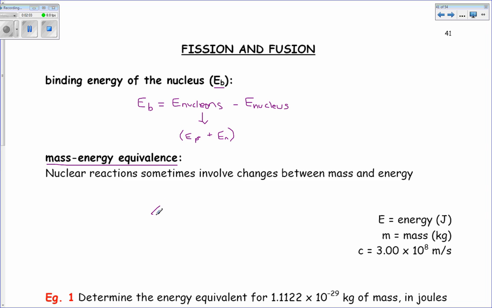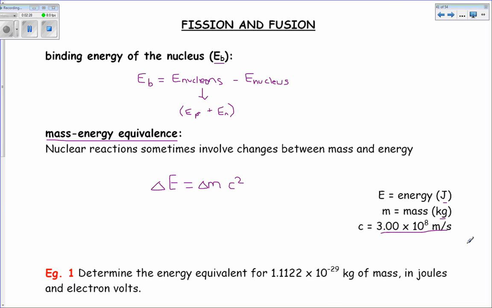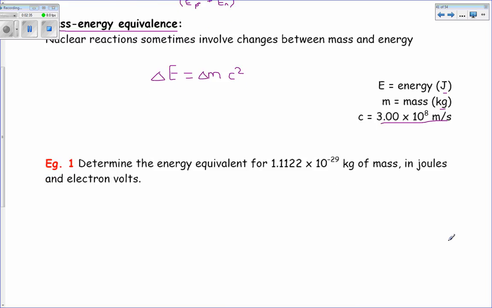So the formula for Einstein's mass energy equivalence is delta E, change in energy, is equal to change in mass times c squared. That means the speed of light to the power of 2. Mass is always in kilograms, and this will give you energy in joules because it's a standard international formula. So it won't give you energy in electron volts. You would have to convert to electron volts to get it into electron volts. So let's do a couple quick examples using that formula.